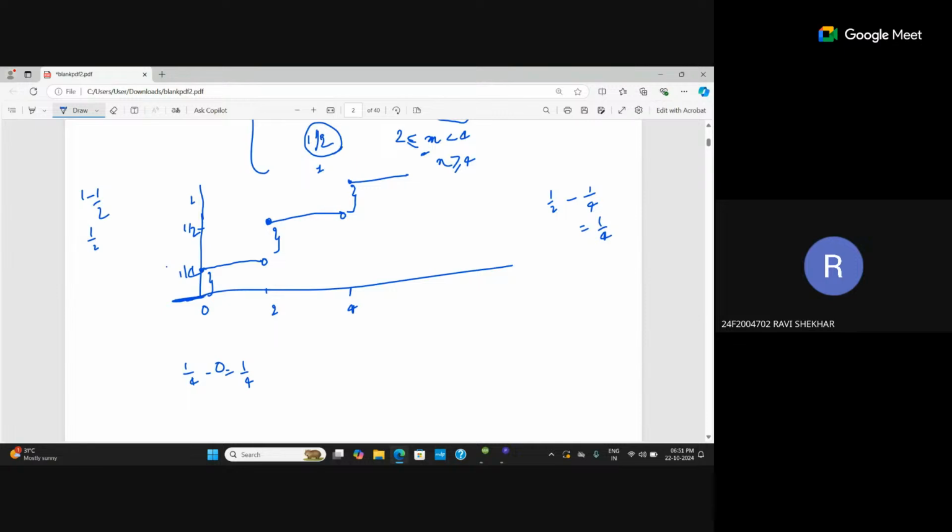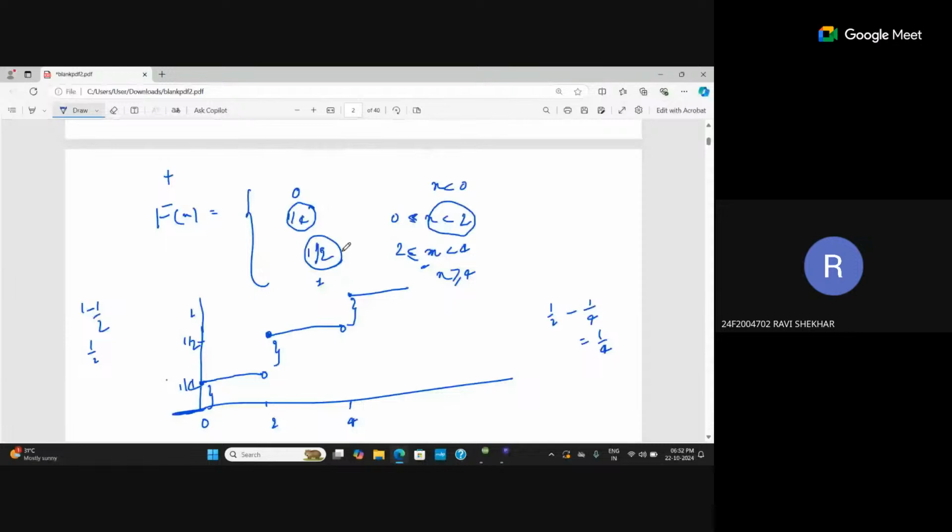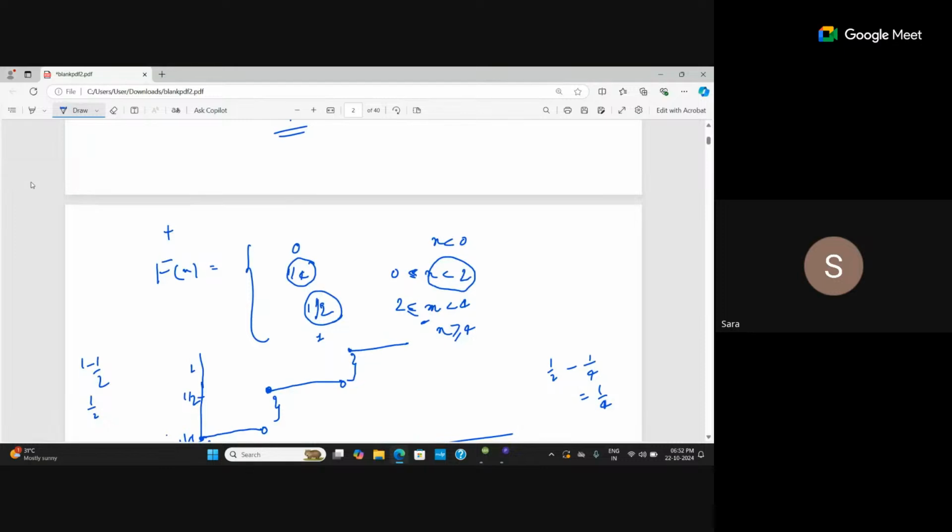Even ma'am has done the same thing. Whatever you're saying, less than 4 is included in that. Here it is not equal to, but in this one it is equal to, right? Yeah, understood now. I got it. I was not considering that lower limit. Yeah, any other doubt? No.